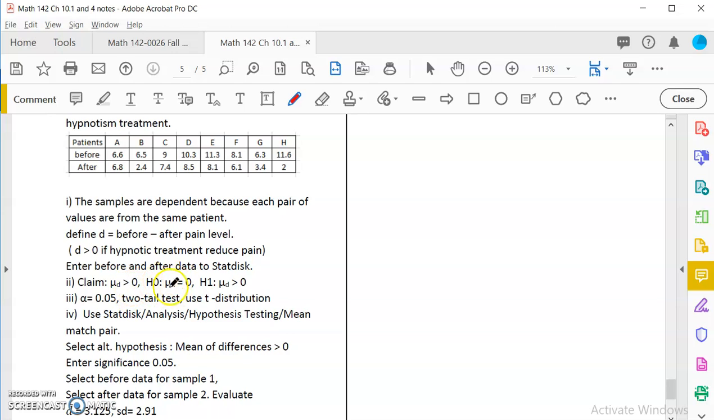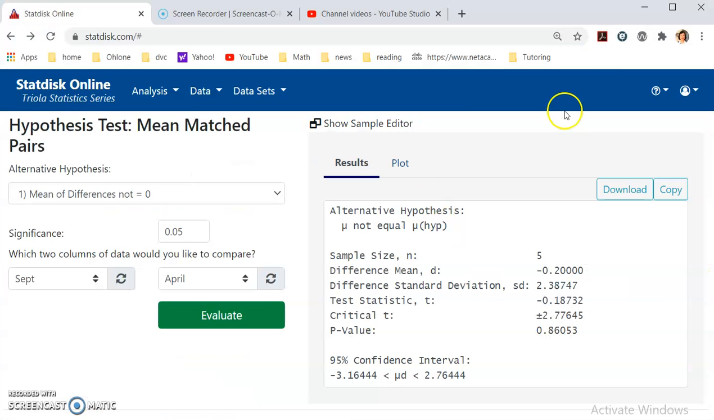The null hypothesis is mu of D is 0, and the alternative, sometimes called H1, actually HA, is that mu of D is positive, so this is the claim. It has been reduced in the after, right? So we're ready to put it in. I have put the before and after in here.